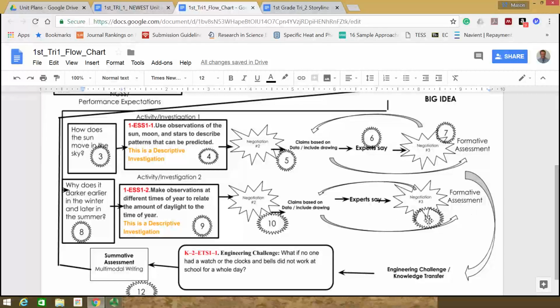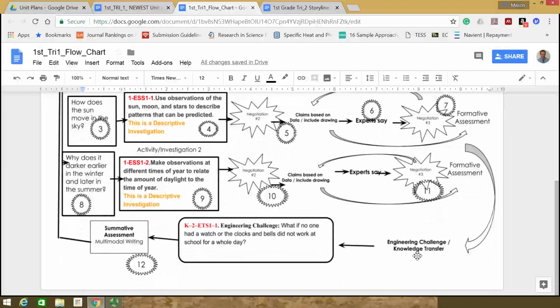Then you will have an engineering challenge where you'll take the content that they learned and apply it to this challenge: what if no one had a watch, or the clocks and bells didn't work at school for a whole day? How would we tell time? And I know from this they're going to eventually create a sundial, and then they will write about that.